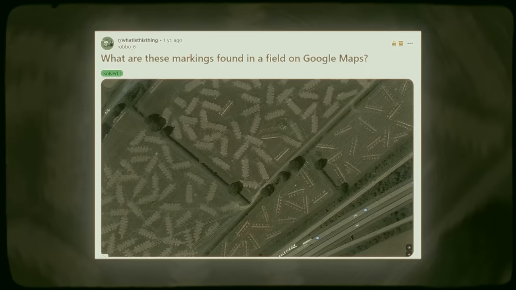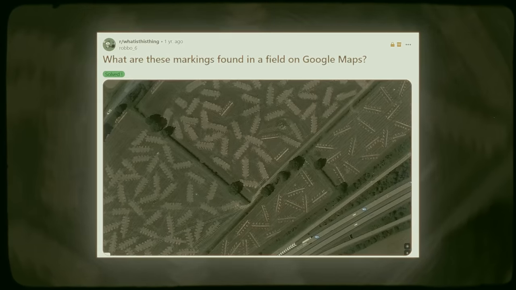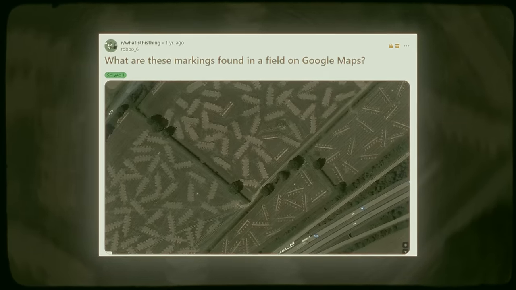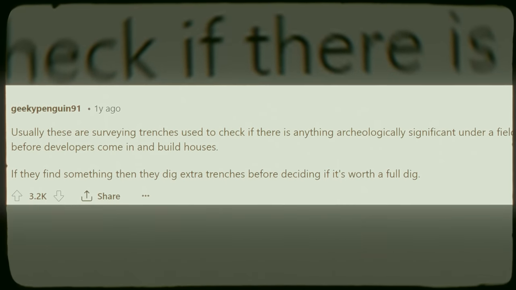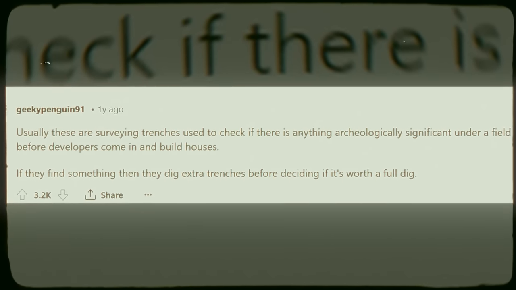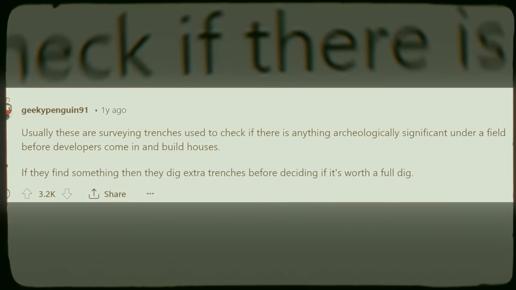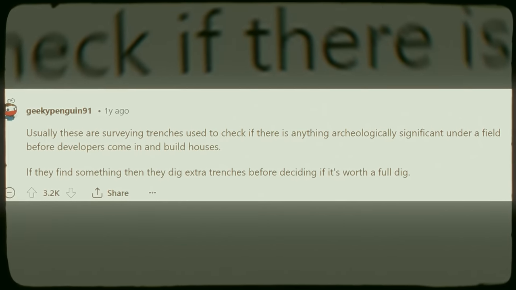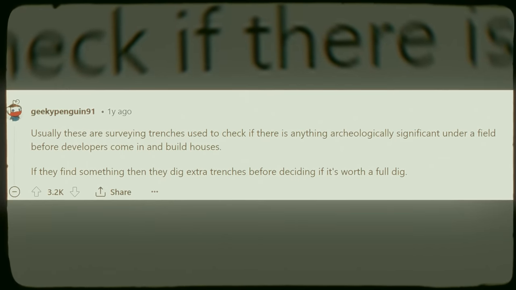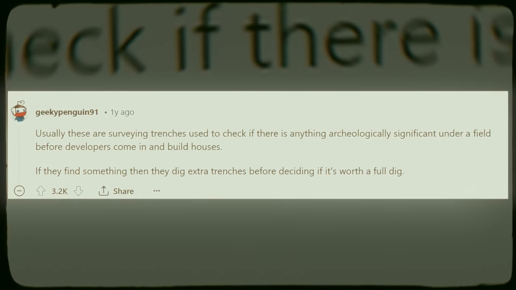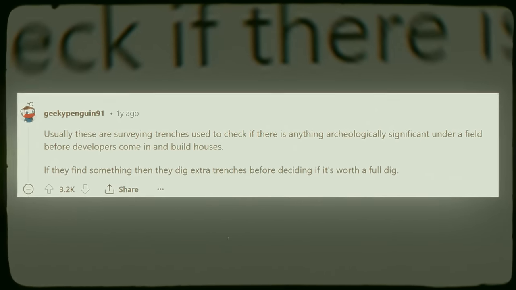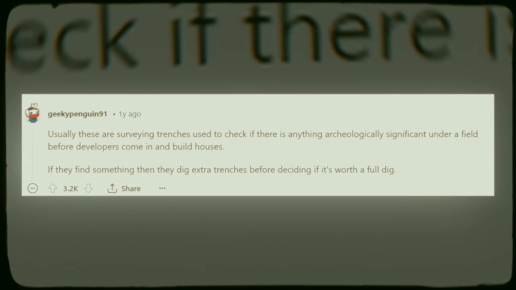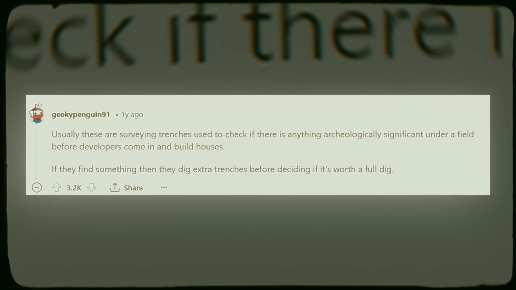The comments lit up with a solution: trial trenches, or surveying trenches as they're sometimes referred to. GeekyPenguin91 explained that they are surveying trenches that are used in archaeological sites in order to conclude if there's anything significant beneath a field before it's built upon. The trial trenches are dug and archaeologists will investigate and determine if the area is worth a full excavation. It's essentially used to evaluate the archaeological potential of a site.